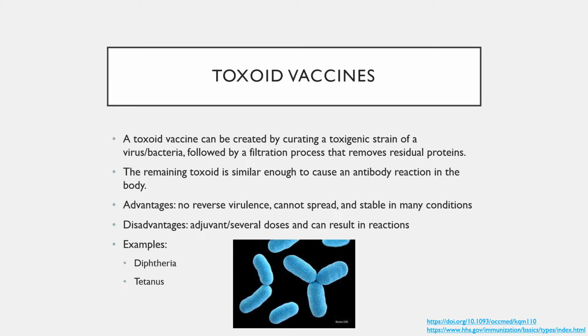Some of the disadvantages that come along with this vaccine is that they can require an adjuvant and sometimes several doses as well to create a good immunity. They can also result in reactions in the local area that they were administered to. Some examples include diphtheria and tetanus.